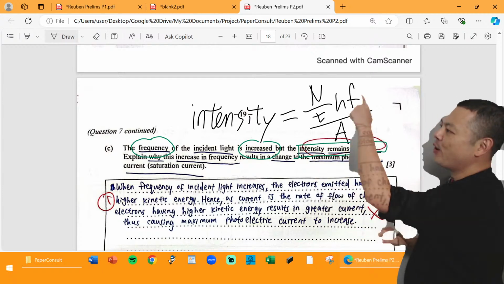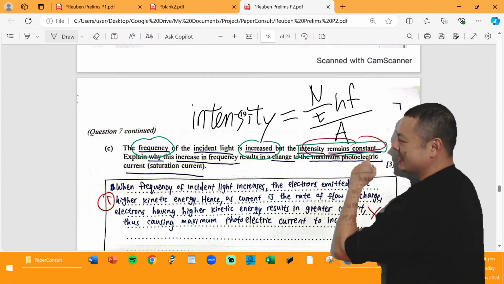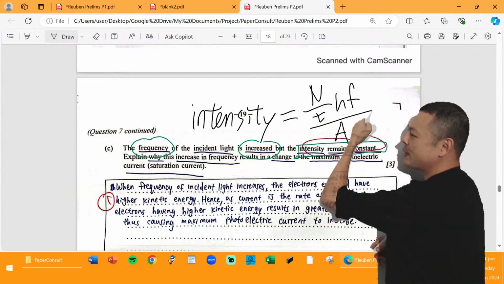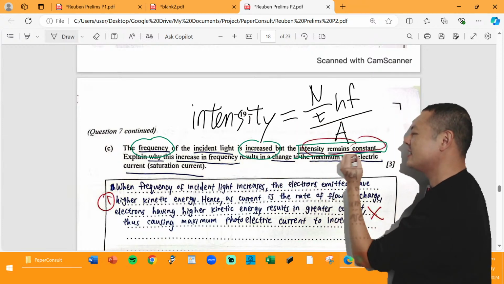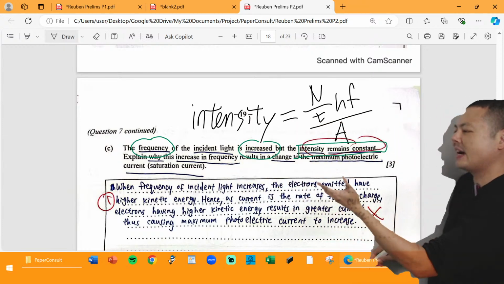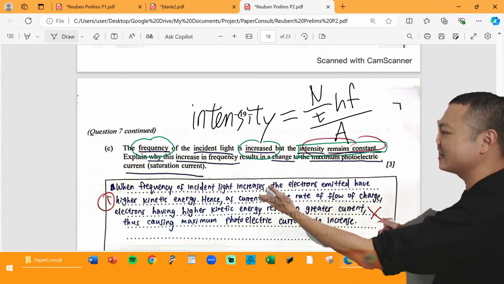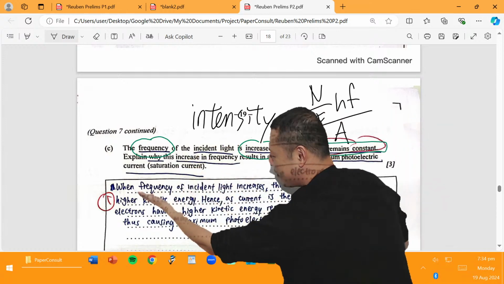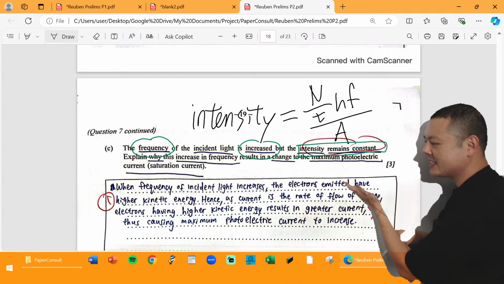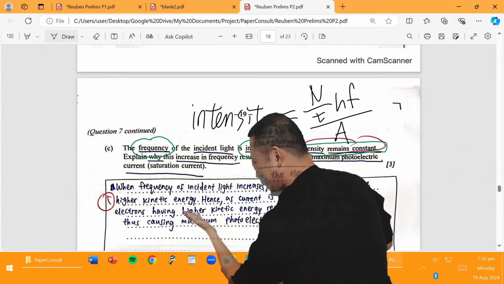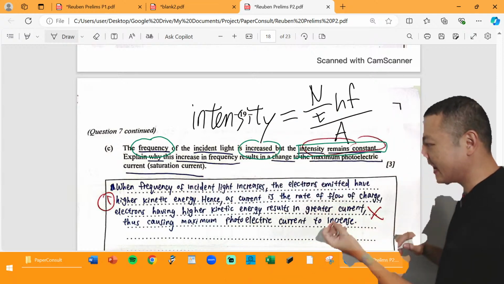Right. In order to keep the intensity constant while increasing the frequency of the light, you must decrease the rate of photons. So you have to say that first. Then, okay, so you are right. Frequency of incident light increases, electrons emitted have higher KE, the stopping potential will be higher, right?